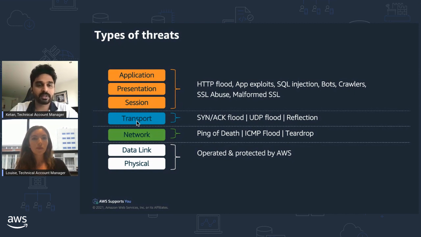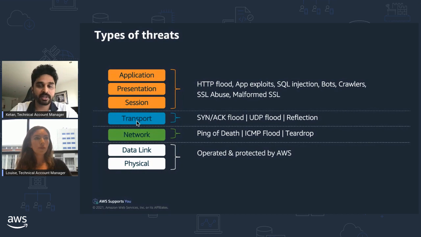Going up one level, we see the network layer attacks. We see ping of death or ICMP flood attacks or teardrop attacks. These are attacks that are orchestrated by sending large packets to the target, or overlapping packets. So the target exhausts its resources trying to stitch all those packets together.